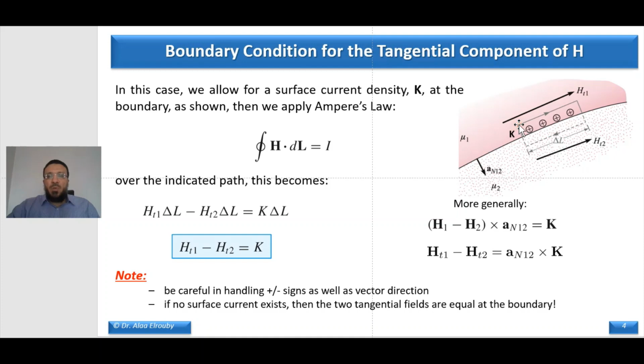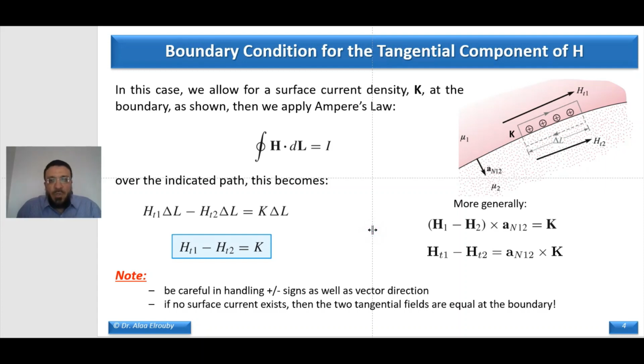So according to Ampere's law, the integral of H dot dl across the path that I'm drawing here equals the total current enclosed. This is also applying the right hand rule. So this might look like it is following the right hand rule. We have the field propagated this way, so the current is going in.